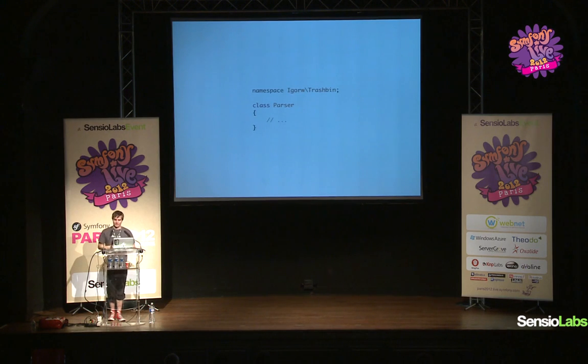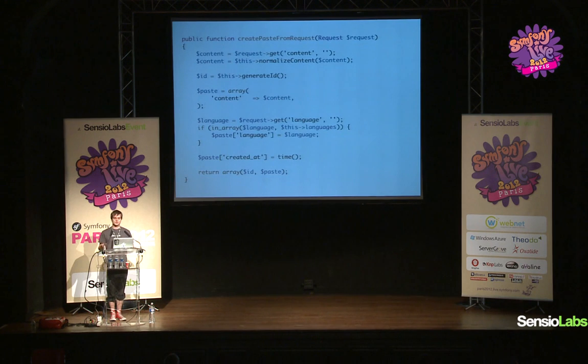Now, let's take a look at the parser first. So the parser just takes a request and it returns an array that represents this paste. In this case, there's actually a separate ID field. So I'm going to return the ID and the paste object as an array.